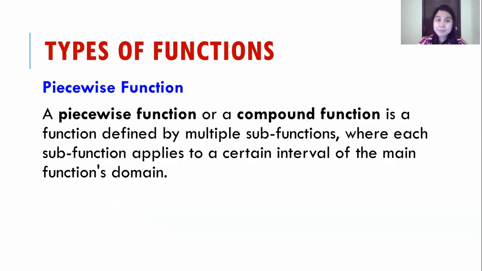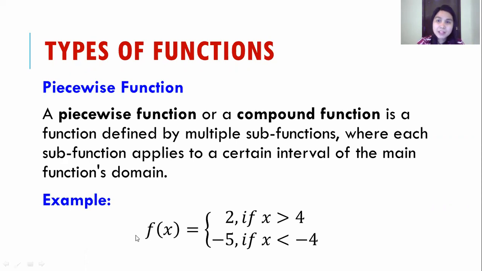The last one is the piecewise function or a compound function. How do I say this? To simplify it, a piecewise function has a condition. Example, like this one. The value of your f of x, or the value of your y, is 2 if x is greater than 4. Or the value of your y is -5 if x is less than -4. Now, that is what we call piecewise function.